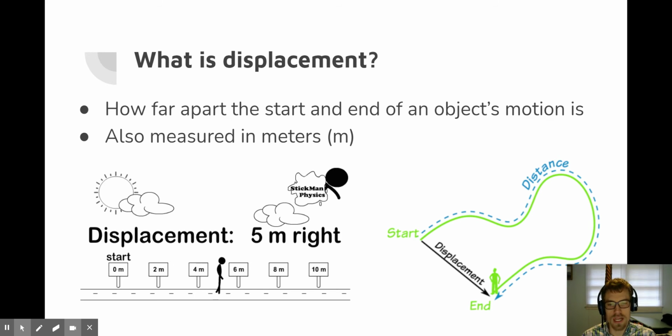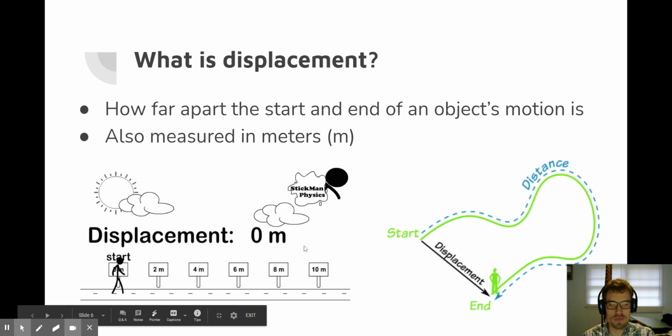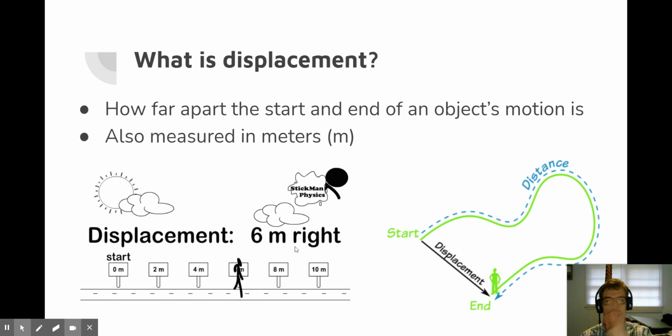So if we take a look here, he starts at 0, he ends at 2, so his displacement is just 2 meters. And the other thing you'll notice is that there's a direction here, right? It's showing that it's 2 meters to the right. And that's the other part of displacement that's important. You have to include the direction that the object travels. So it could be north, south, east, west, could be up, down, could be left, right, whatever. You need to include a direction and how far it is from where it started.